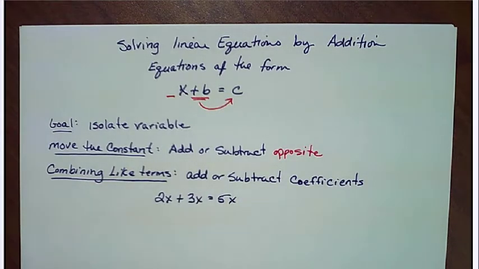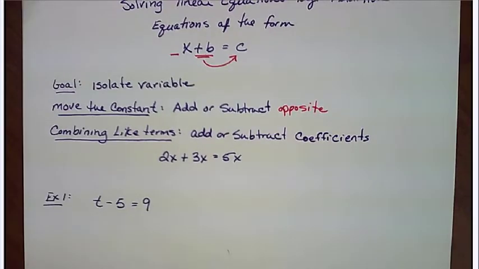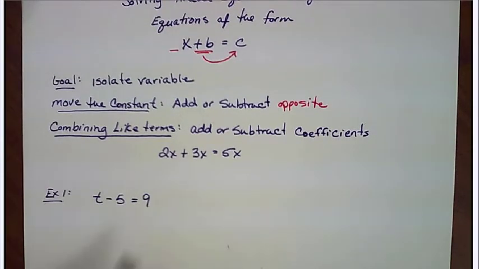Okay, so that gives us enough background knowledge, I think, now to work a couple of problems. So here's the first problem we're going to work: t minus 5 equals 9. The first thing to note here is that it doesn't matter what the variable is. A variable is simply some unknown value. You could use t, you could use x, you could use y, you could use a smiley face, you could use a pineapple. It doesn't really matter what you're dealing with.